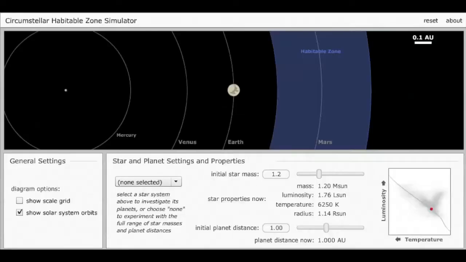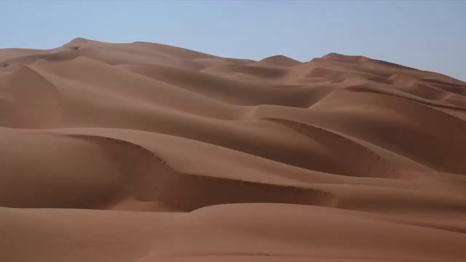As we increase the Sun's mass and temperature, we observe the habitable zone expanding and moving farther away from the Sun. If the Sun's mass were 120% its current mass, its temperature would be 6,250 degrees Kelvin, and the habitable zone would be surrounding Mars, and water could no longer survive in a liquid state on Earth.